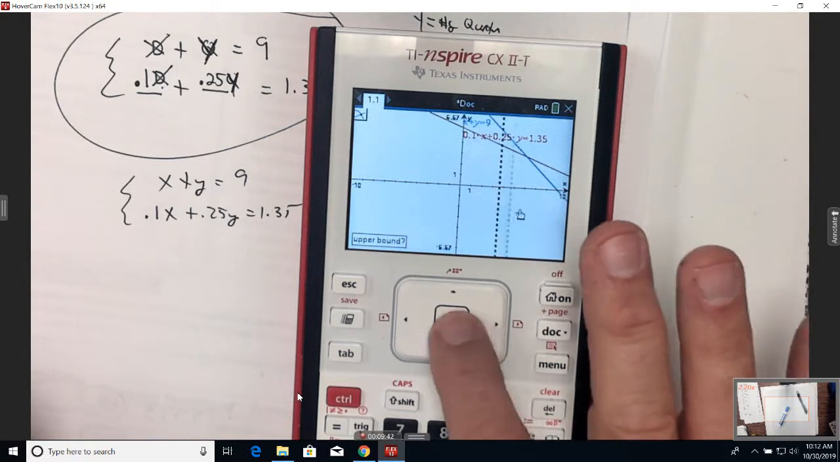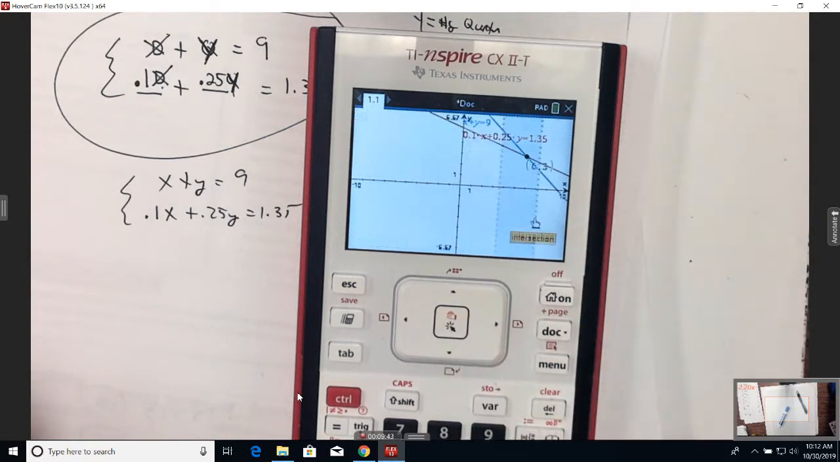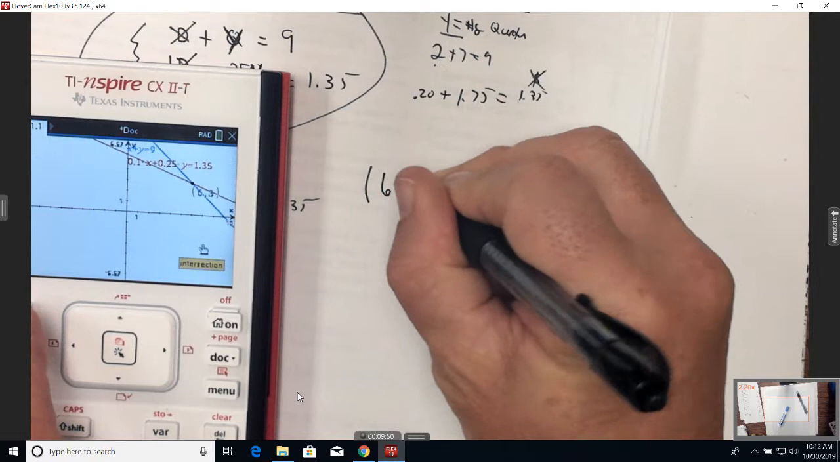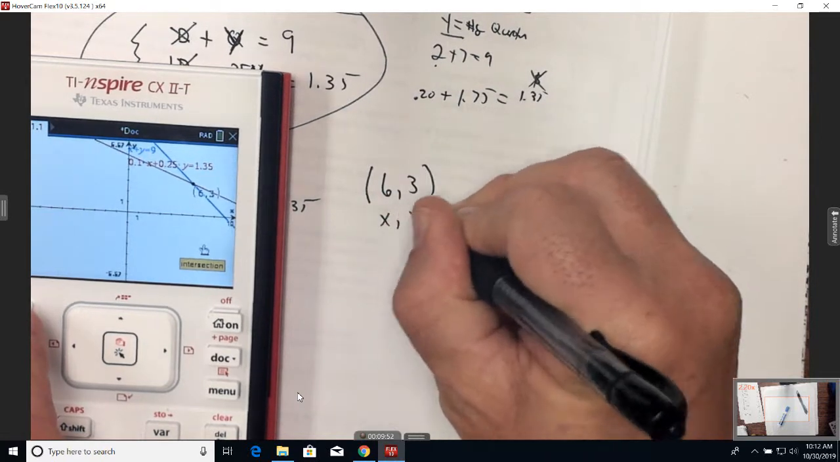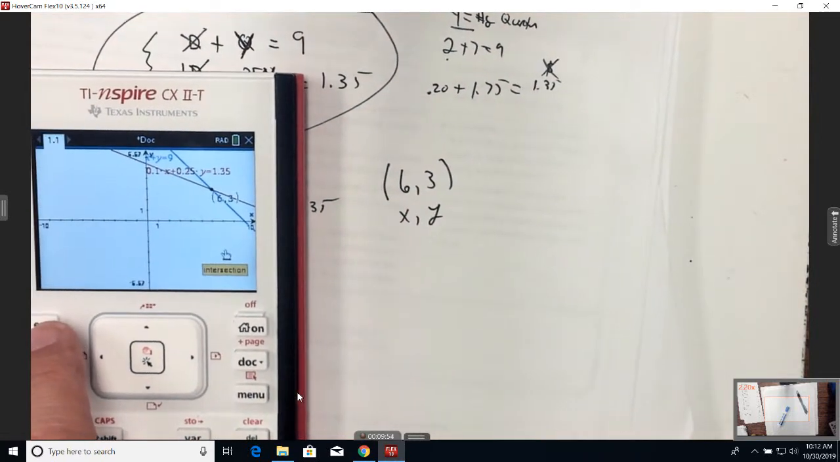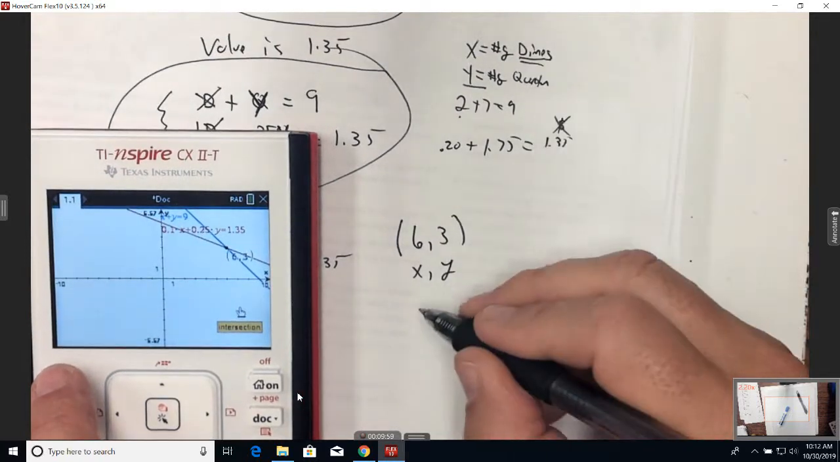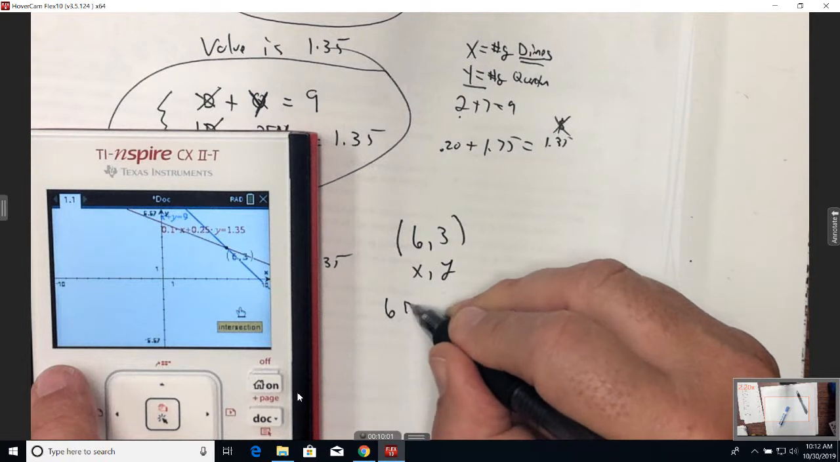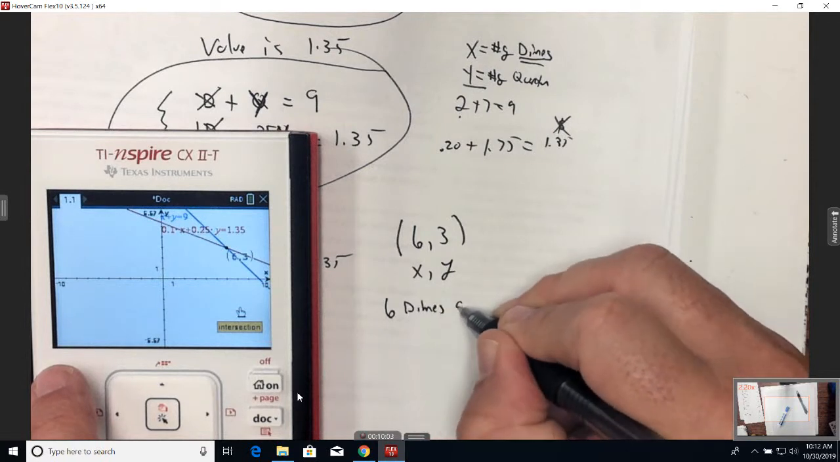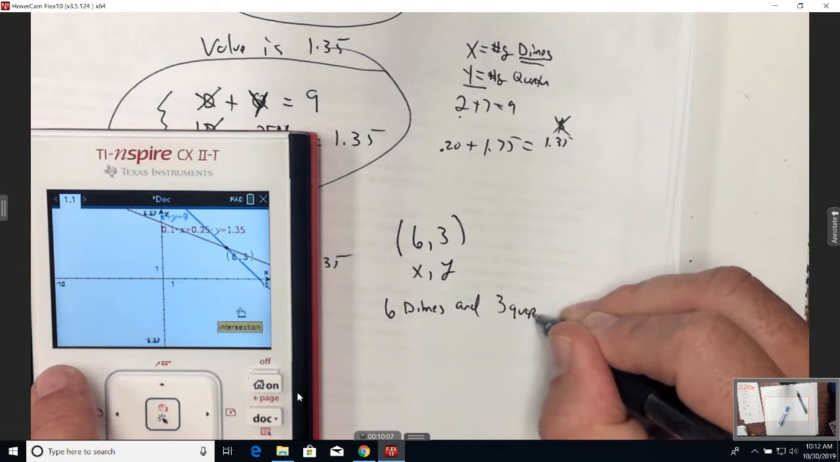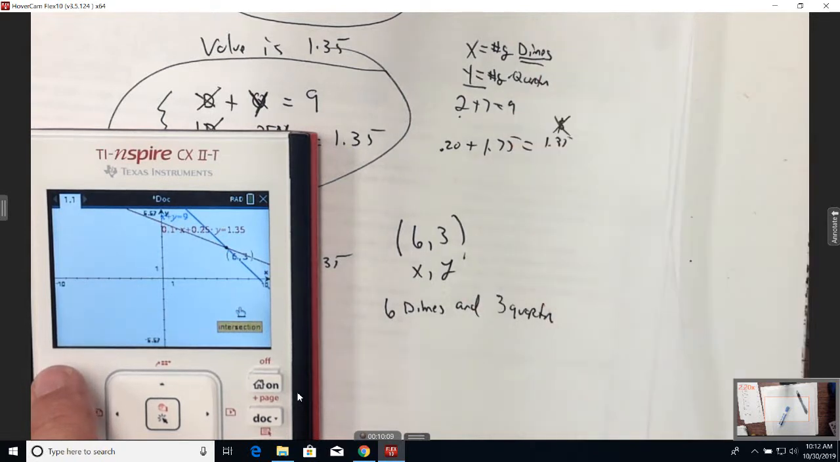Move it to the left, move it to the right. It's 6 and 3. What does that mean? They cross at the point 6, 3, but that's the coordinate X and that's the coordinate Y. What was X again? Dimes. So this means I have 6 dimes and how many quarters? 3 quarters, because y is quarters.